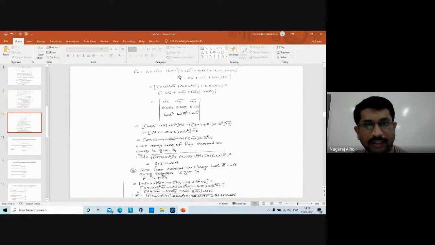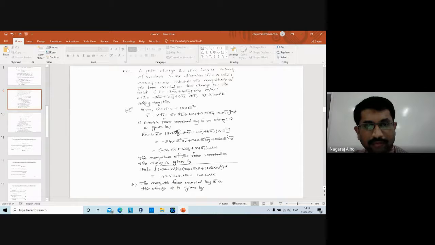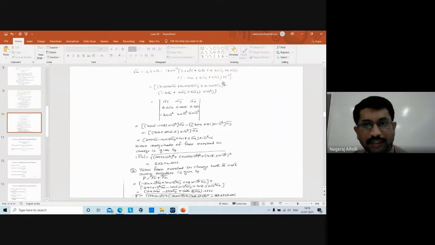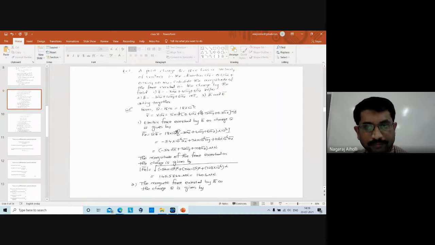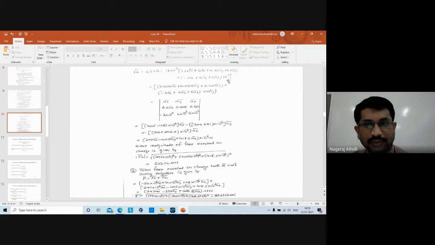It is Q V bar into B bar. What is the value of B bar? It is given: B bar is minus 3 AX bar plus 4 AY bar plus 6 AZ bar, into 10 raised to minus 3, because it is given in millitesla. Small m means milli, and if they use K, it means kilo, 10 raised to 3. Small m is milli, 10 raised to minus 3. This much you have to remember here. So that is into 10 raised to minus 3.